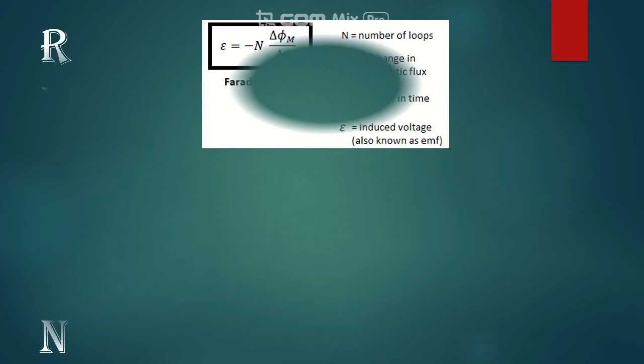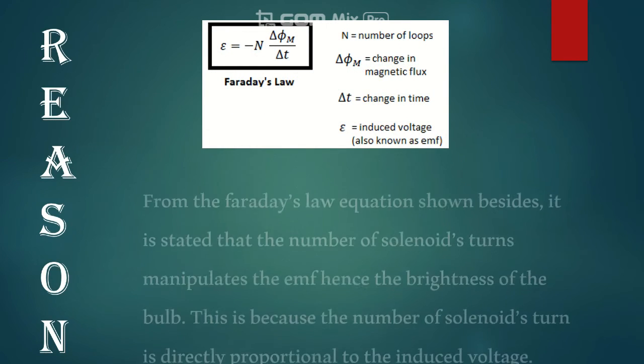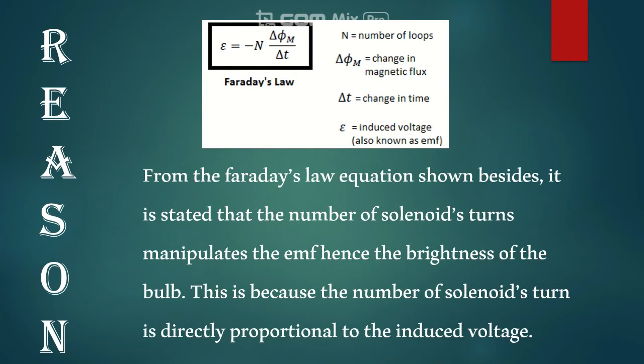Why does the number of turns of the solenoid give us a different result? This is because, from the Faraday's law equation shown beside, it is stated that the number of solenoid turns affects the EMF, hence the brightness of the bulb also. This is because the number of solenoid turns is directly proportional to the induced voltage.